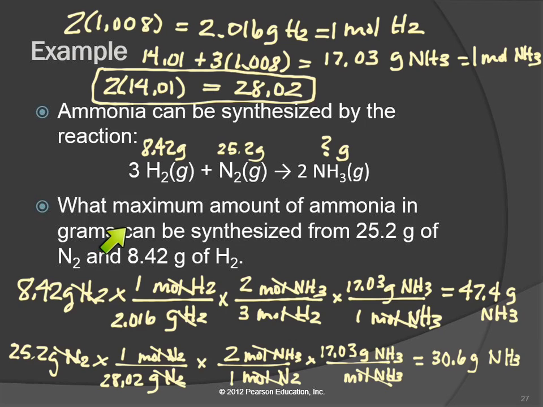This one might be a little confusing. It says, what's the maximum amount? It's still the smaller of these 2. I can't make 47 grams of ammonia because once I get to 30.6 grams, I run out of nitrogen. And I can't make any more. Even though there's extra hydrogen, I'm done. So just look at these and put a box around the smaller one. So that's our yield.